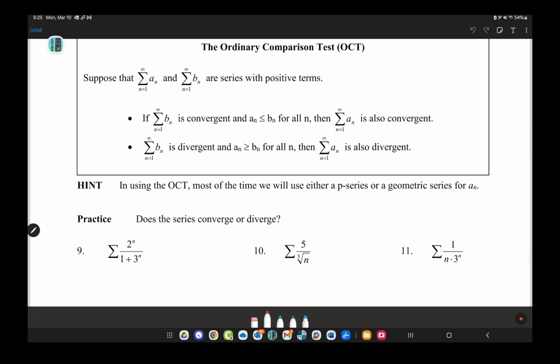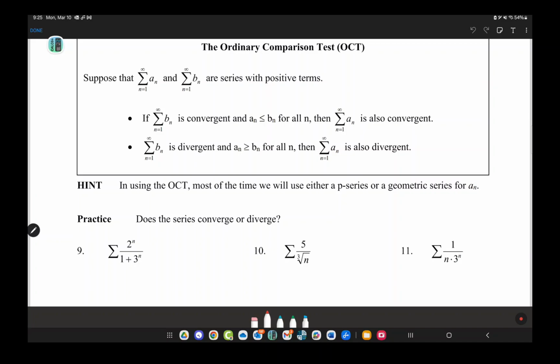Now, if b is divergent and an is greater than bn for all n, then an is also divergent. What this doesn't account for is if b is convergent and a is greater, we don't know. Or if b is divergent and a is less than, we don't know. So these are just some specific situations.